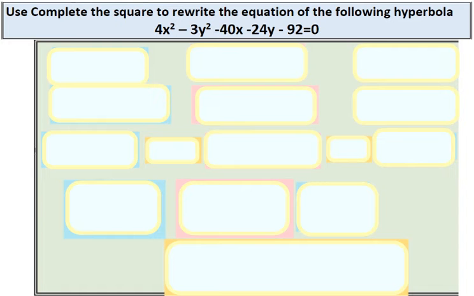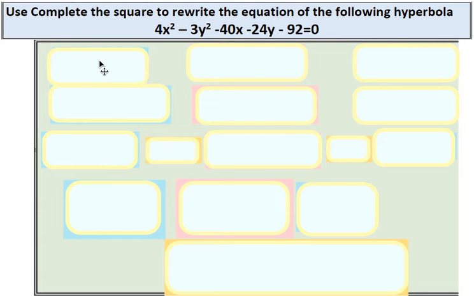The key to know that it's a hyperbola is the fact that we have a negative in front of our y squared. If we had a negative in front of the x squared, negative in front of either one of these suggests that there's a negative in the middle of the formula, and that's where we know it's a hyperbola instead of an ellipse. I'm not worried about the negative 40x or the negative 24y. It's all about that negative 3 in front of y squared. So let's dig into this just like we did with the ellipse.